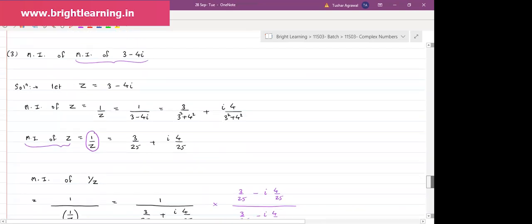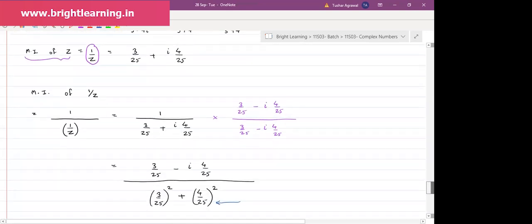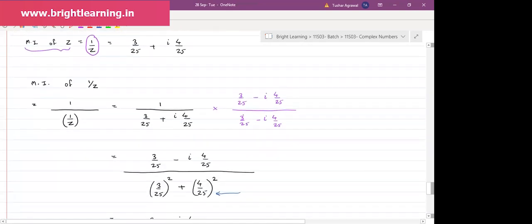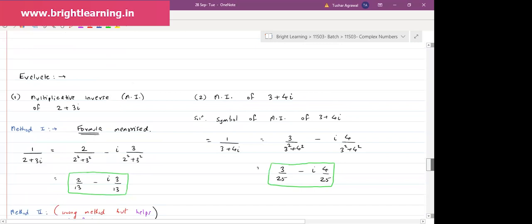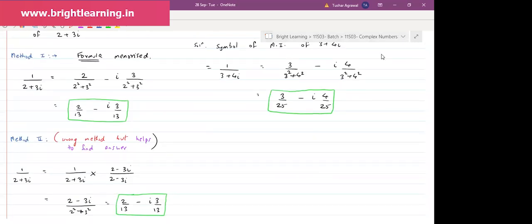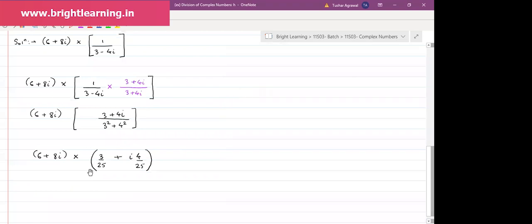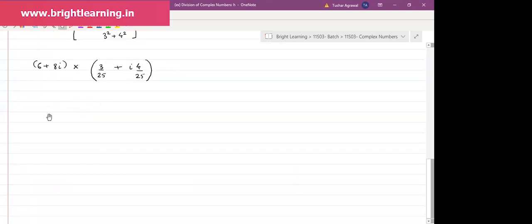To calculate the multiplicative inverse, you do this thing: multiply by purple upon purple. It's a meaningless thing, but it's a trick to remember the inverse. Yes or no, students? Yes, sir. So once you get here, now will you be able to do the distributive multiplication that we used to do?